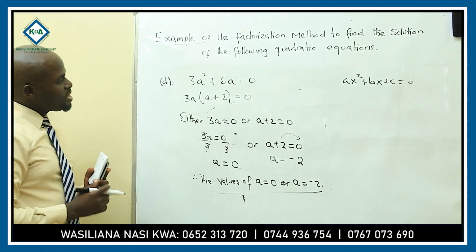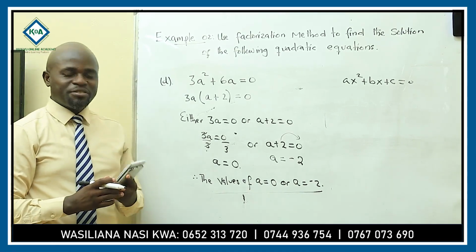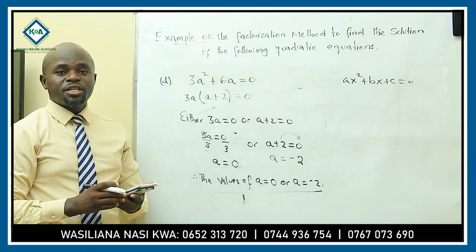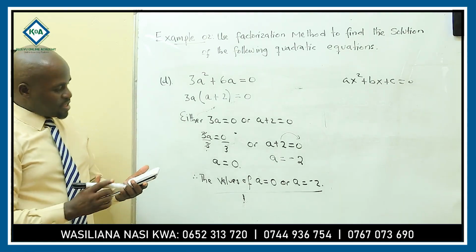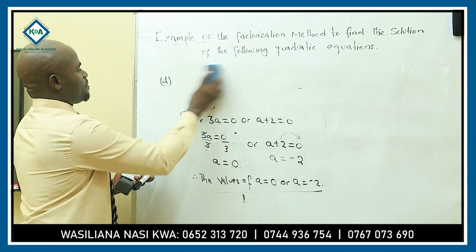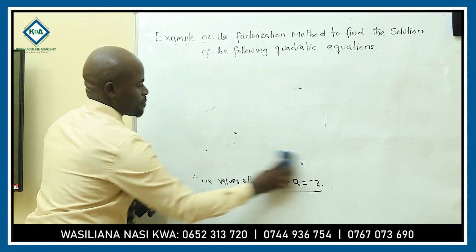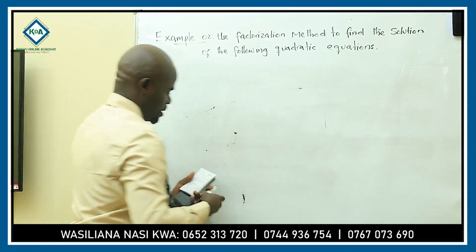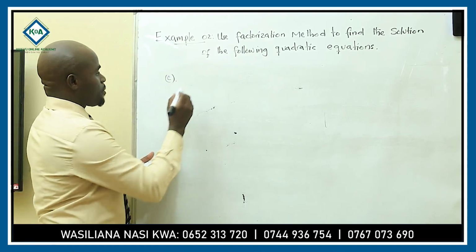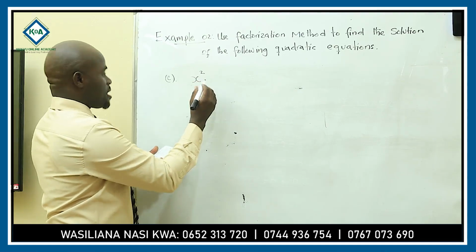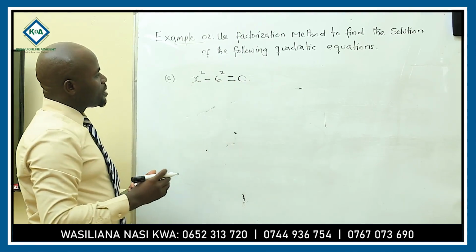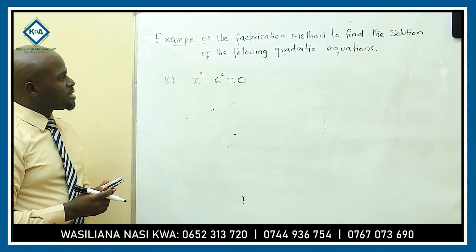Yes. So this is how we can attempt different questions on quadratic equations by using factorization method. Now, check this example again. Number E. Yeah, this is letter E. We have x squared minus 6 squared is equal to 0.